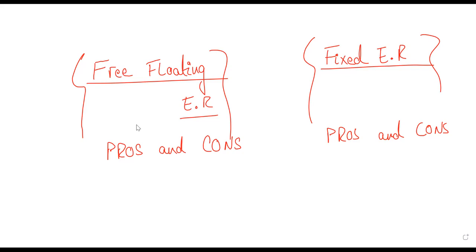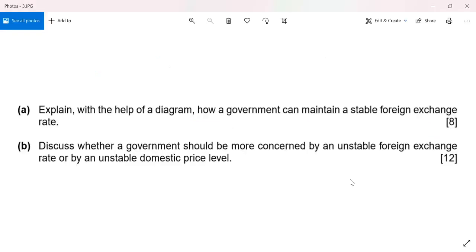Now, if there is confusion in this question, let me show you again. This question just says explain with the help of a diagram how government can maintain a stable exchange rate, right? So you don't have to discuss whether it's a good approach or not, because it's not asking you for that. But if you look at the B part, that is where the discussion comes in. Discuss whether a government should be more concerned by an unstable foreign exchange rate or an unstable domestic price level.